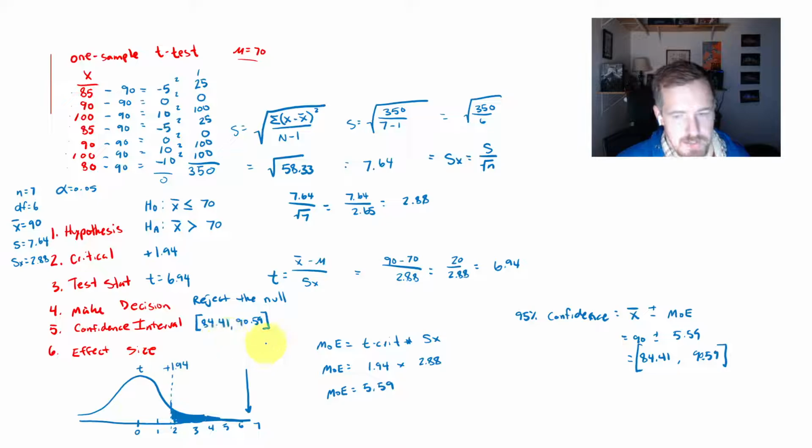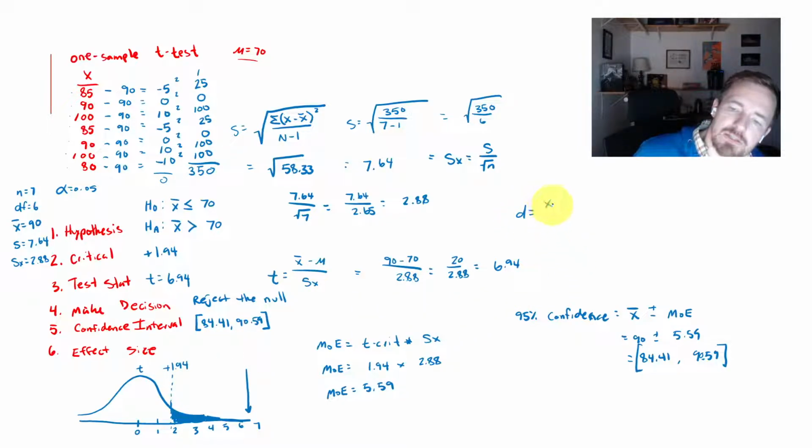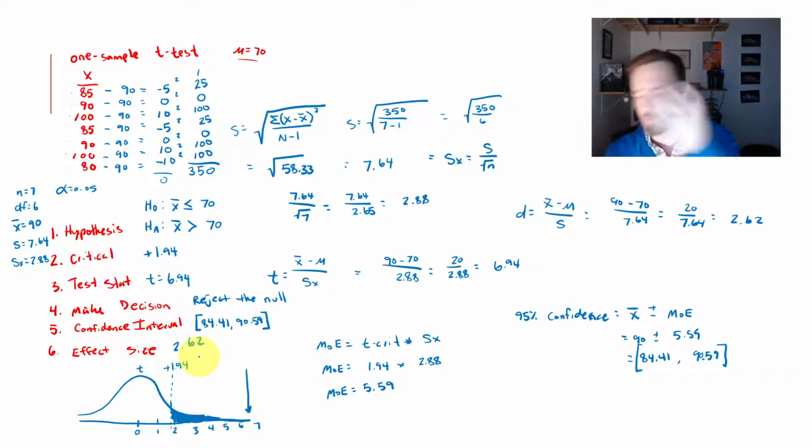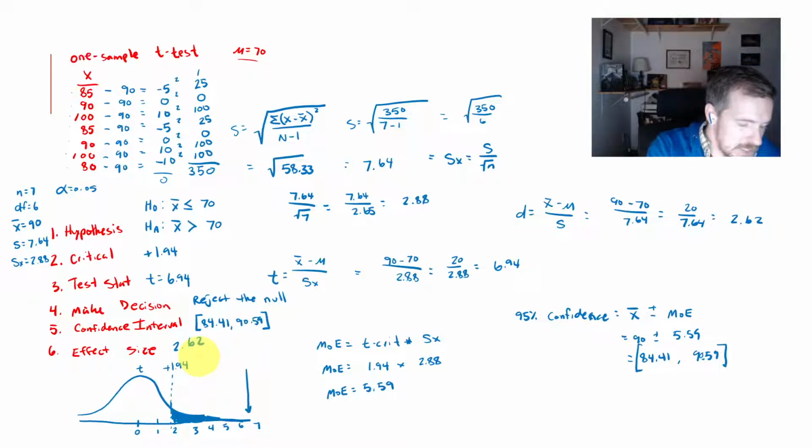Now that brings us to our effect size. So remember, the effect size, D, is going to be equal to x bar minus mu divided by the standard deviation. We have those numbers. So that's going to be 90 subtracted by 70 divided by 7.64. It's going to be 20 divided by 7.64. And that gives me 2.62 when I round. And that is it. That is how you solve a problem like this. It takes some time, it takes some practice, but once you get the hang of it, it's pretty easy. You just got to be careful about how you organize things here.